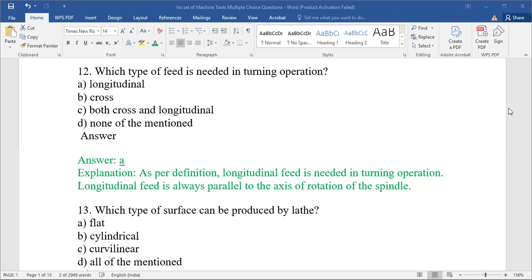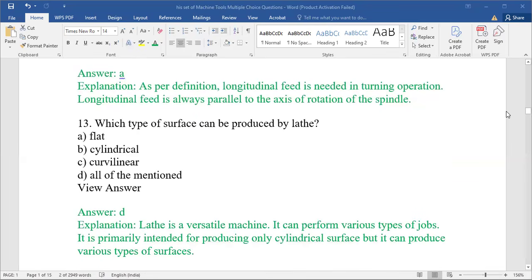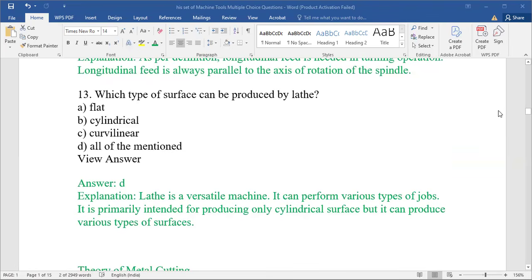See the 13th question. Which type of surface can be produced by the lathe? Flat, cylindrical, curvilinear, all of the mentioned. See here, answer is D. Lathe is a versatile machine. It can perform various types of jobs. It is primarily intended for producing only cylindrical surfaces, but it can produce various types of surfaces.